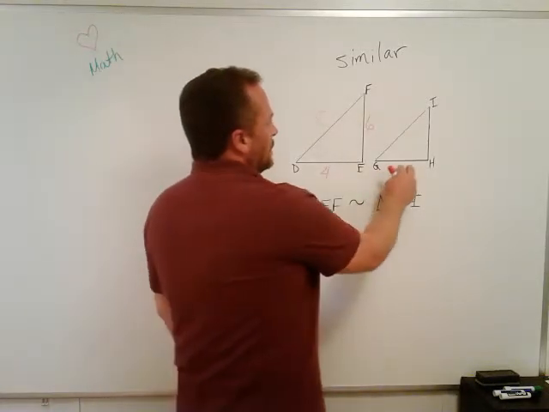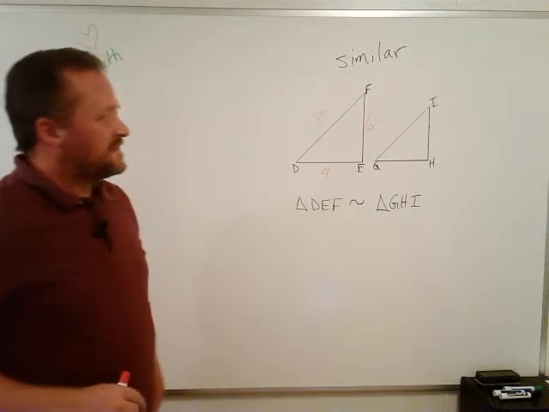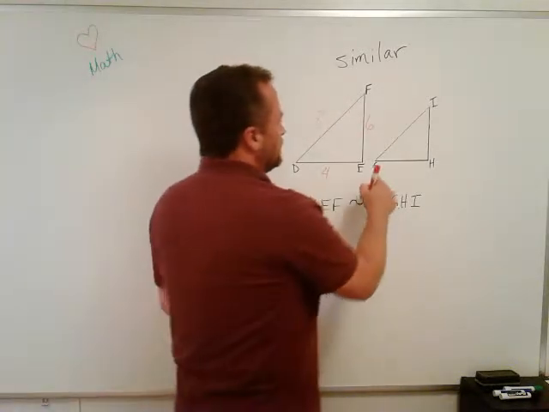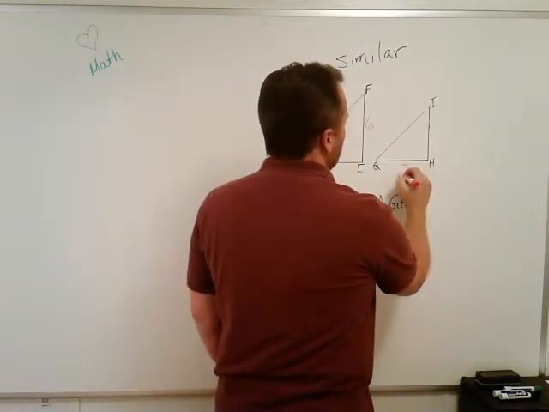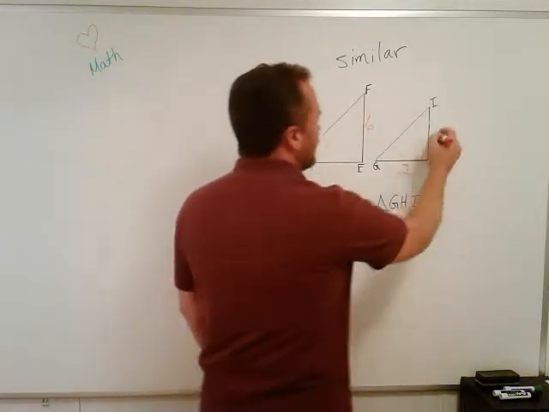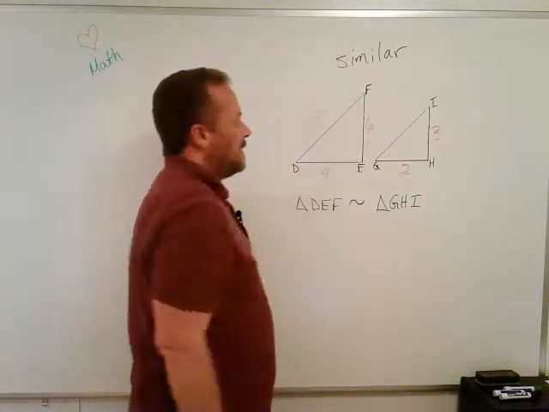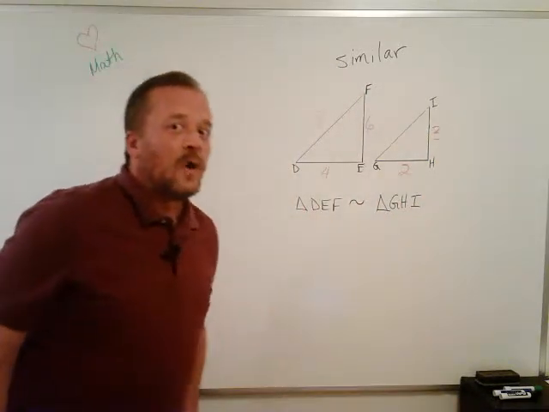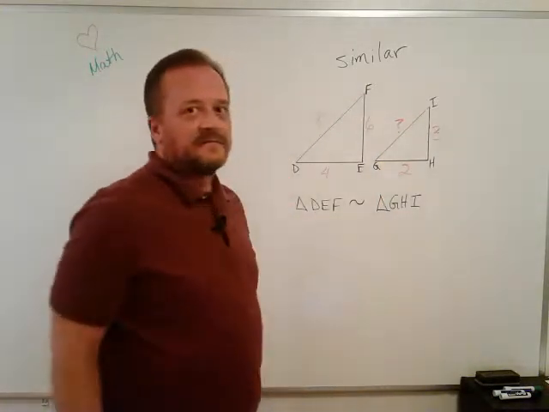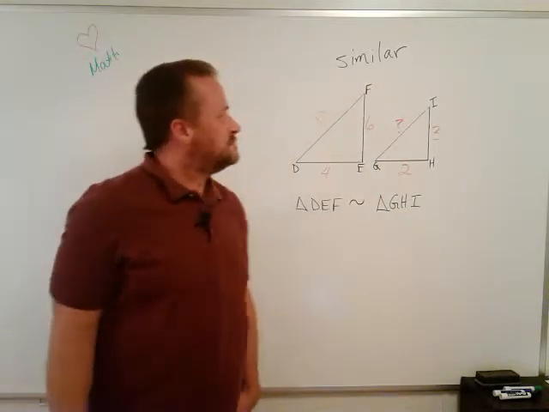Now over here, we get a little bit smaller, and for the sake of an easy example, we're going to just say that GH has a side length of 2, HI has a side length of 3, and I have no idea what GI is. Don't know.